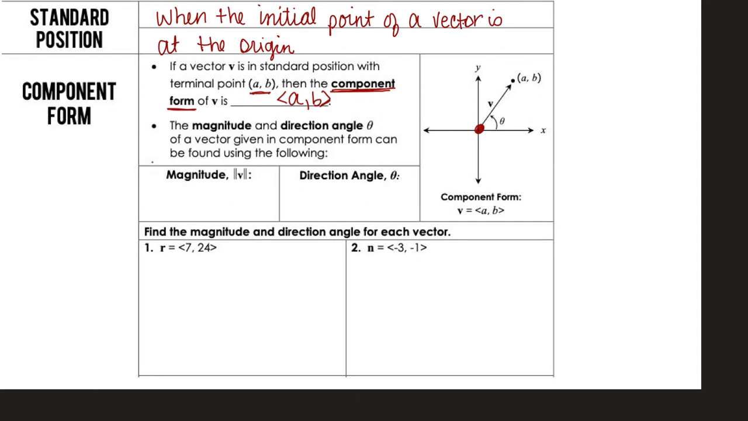So please be careful with that. Now, when it's in this form, you can find the magnitude pretty easily. The magnitude in component form is just going to be the square root of a squared plus b squared.